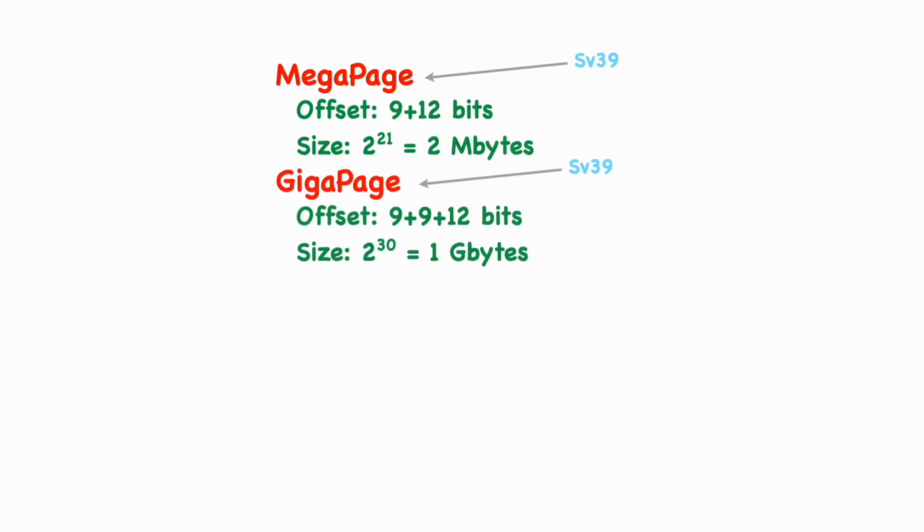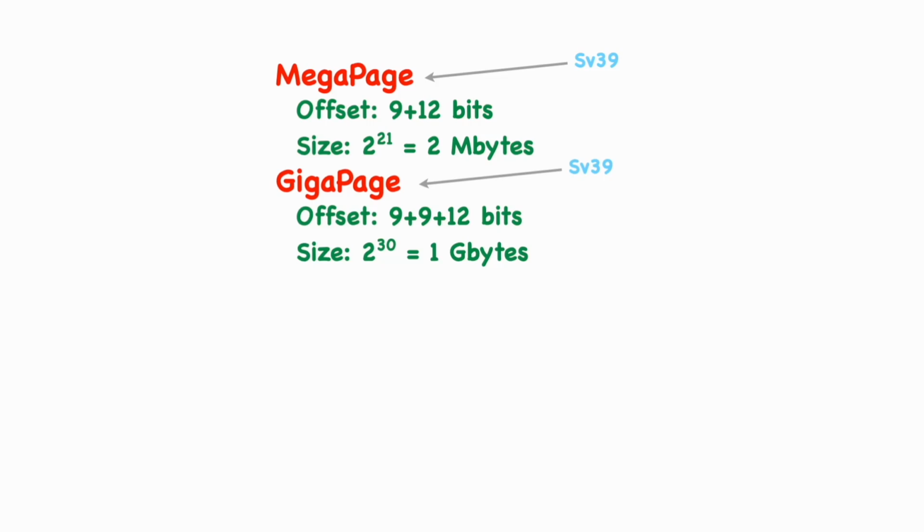With Sv39, we have both megapages and gigapages. A megapage is now 2 megabytes in size, so we use a 21-bit offset, since 2 to the 21st power is 2 million. And by the way, I realize that I'm saying million, which is of course only an approximation to the exact value. 2 to the 20th power is actually 1,048,576, but it's easier to just estimate 1 mega as 1 million. And I tend to do the same with giga and billion.